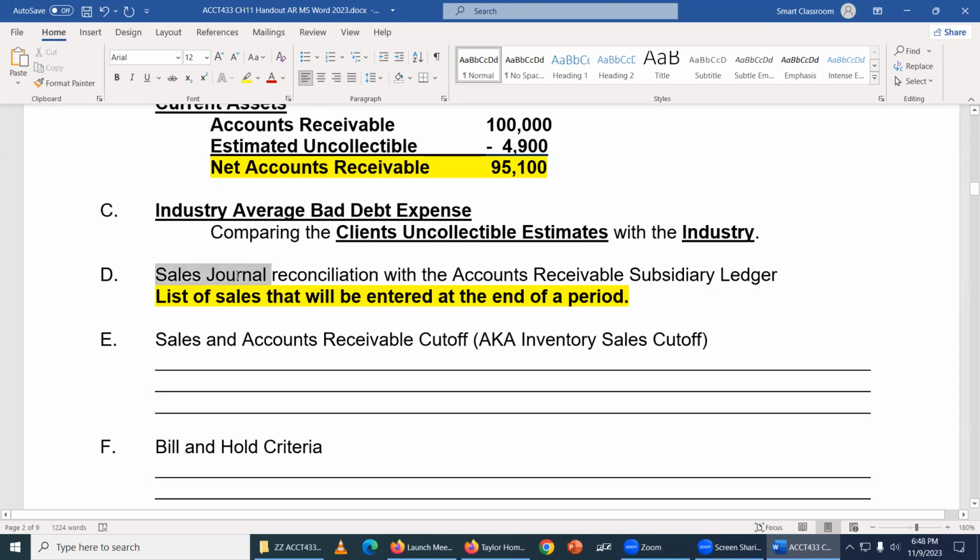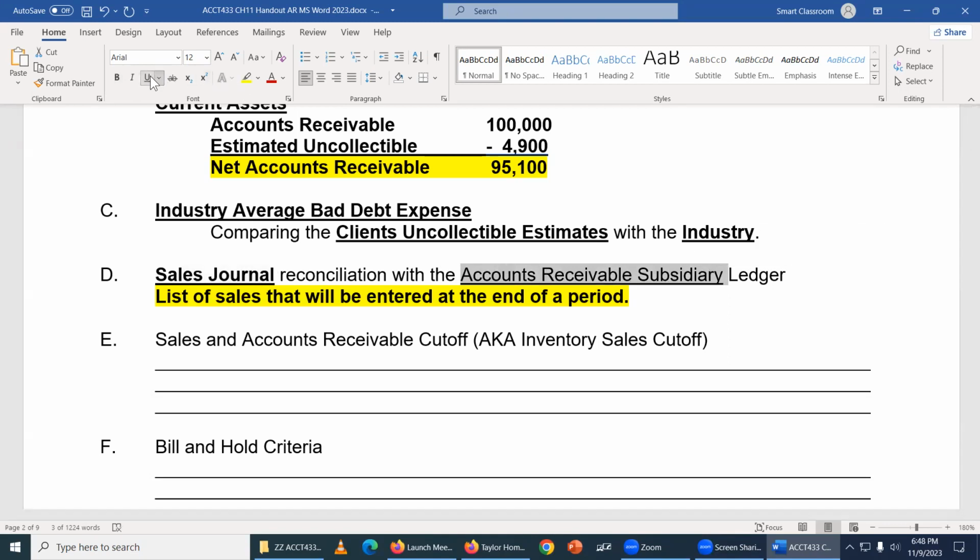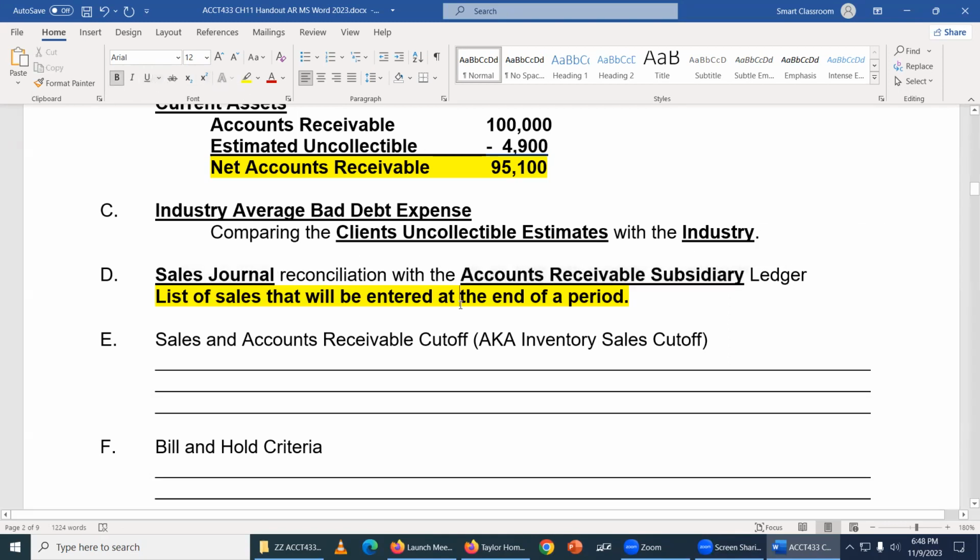So if customer A bought $300 in the sales journal, then you'll look to the subsidiary ledger and say, okay, accounts receivable, customer A, bought $300 worth of stuff on November 9th, 2023.